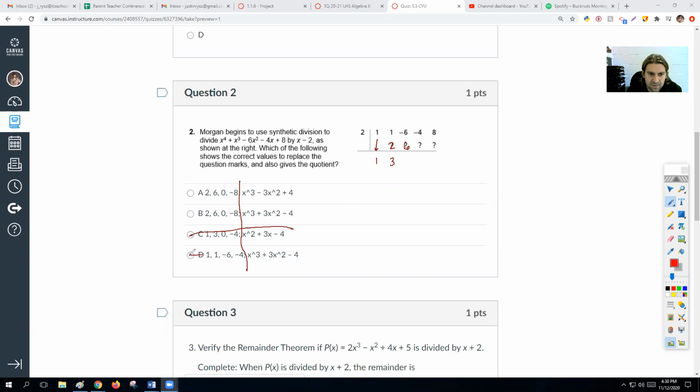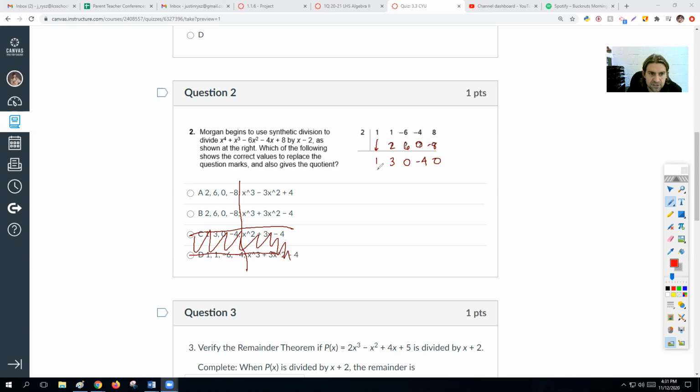It's not going to be C. It's not going to be D. Alrighty. In fact, we probably know what's going to happen because these look to be the same. All right. -6 plus 6 is 0. 0 times 2 is 0. Add them together. That's -4. -4 times 2 is -8. Add them together. That's 0. Okay, so it's going to be one of those two.